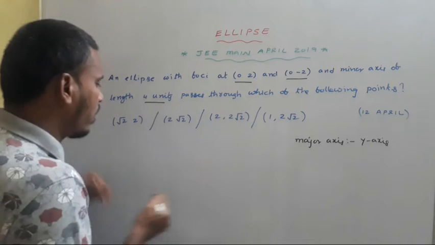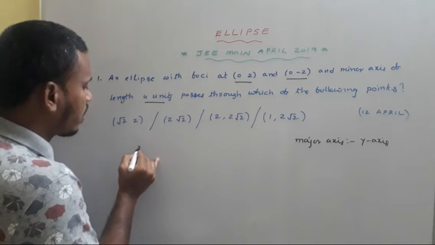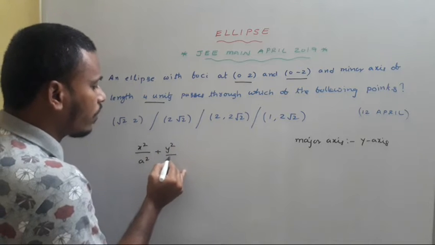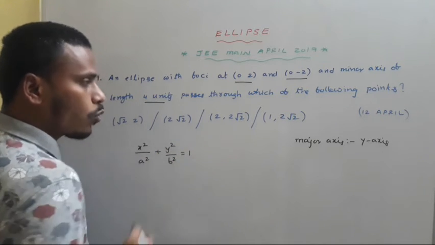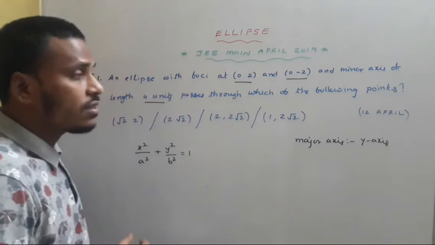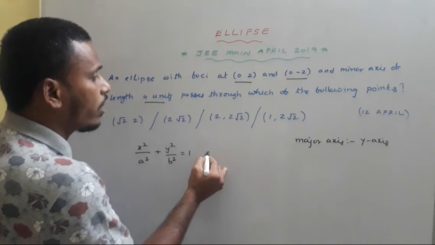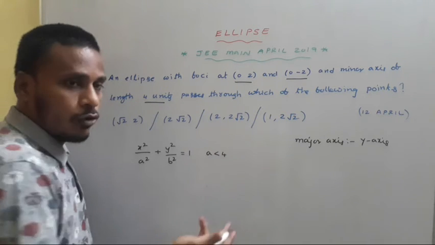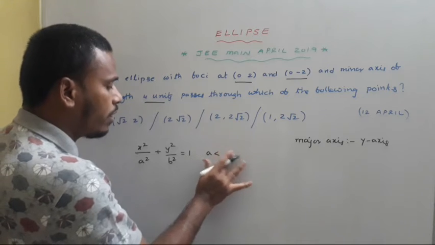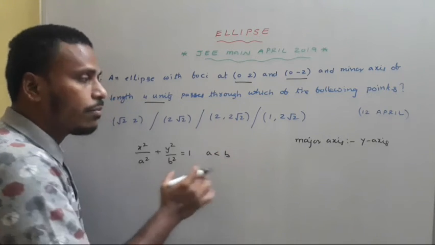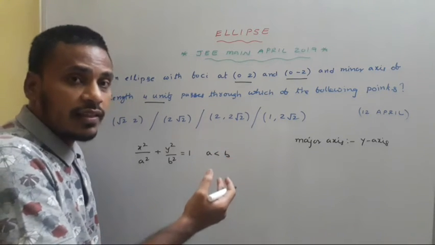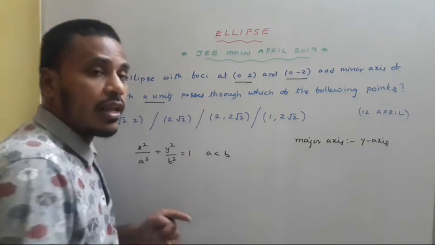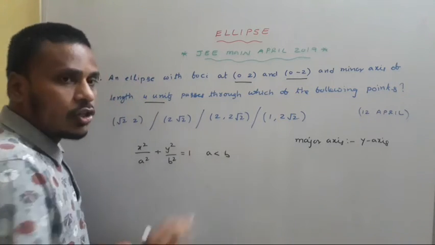See, if you consider x square by a square plus y square by b square equals 1. Since the major axis is along the y-axis, we need to treat that a is less than b. Usually a is greater than b if the major axis is along the x-axis, and since the major axis is along the y-axis, the value of a is less than b.